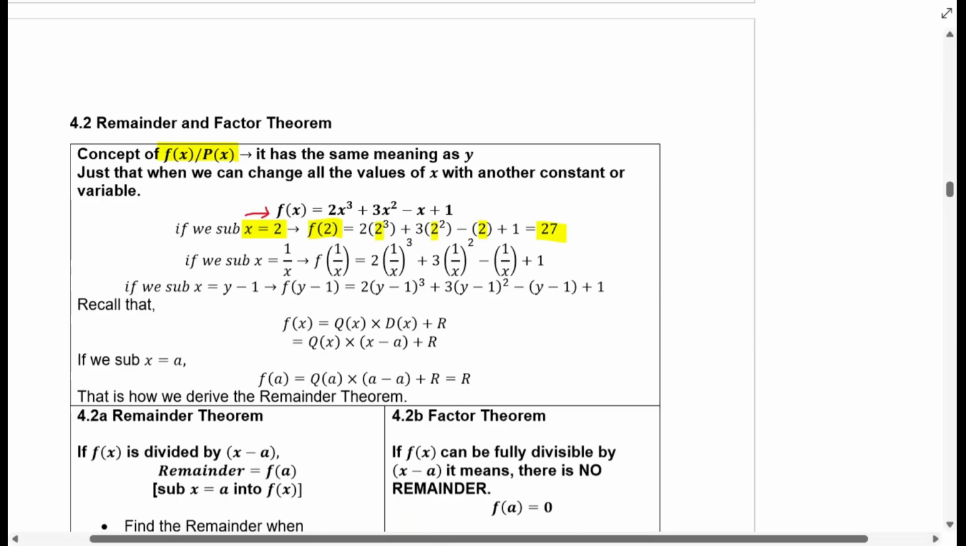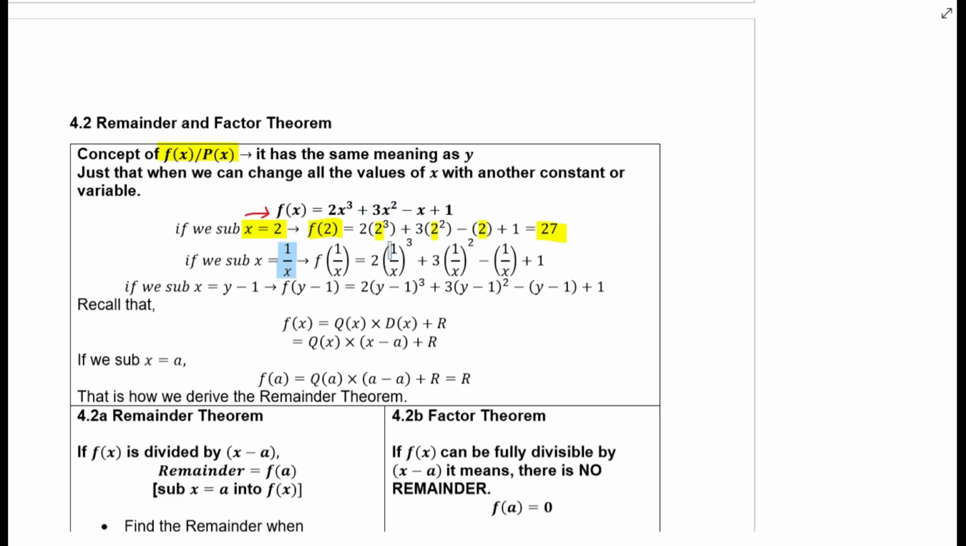If you substitute a variable, like 1 over x, likewise, you'll be replacing all the x in your original equation with 1 over x, and then you present it as f(1/x). And then if you substitute x equals to y minus 1, then likewise, all your x will become y minus 1.